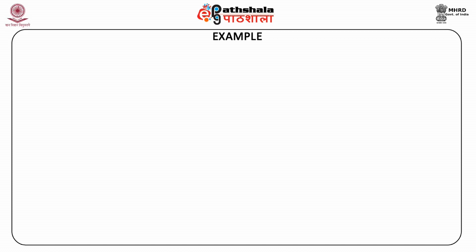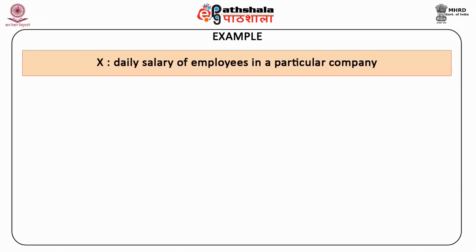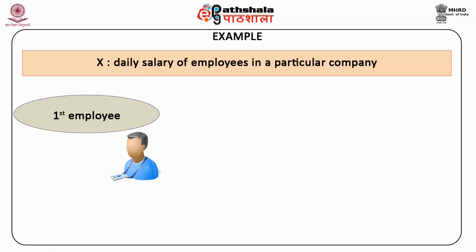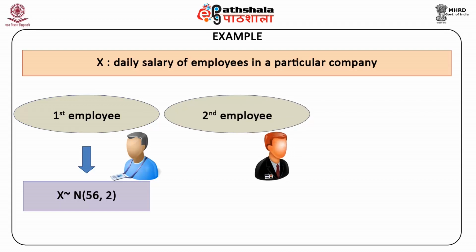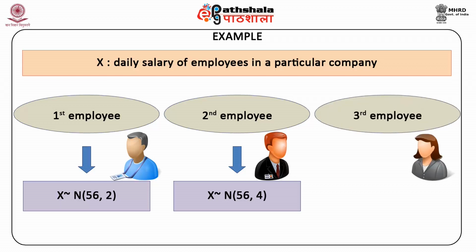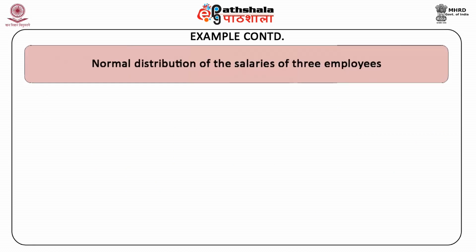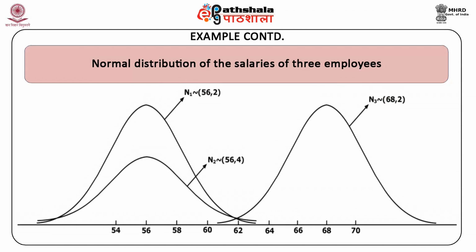Let the random variable x be the daily salary of employees in a particular company. Then the first employee follows x equivalent to N(56, 2). The second employee follows x equivalent to N(56, 4). The third employee follows x equivalent to N(68, 2). Now plotting the normal distribution of salaries of all the three employees, we get the figure as shown.